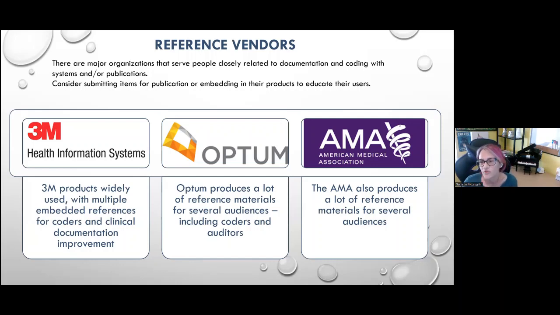And the American Medical Association has a number of publications that are used in particular by professional coders. So those would be three organizations that produce references that are used by a lot of these coders. And we want to make sure that we can get something in there that talks about these codes.